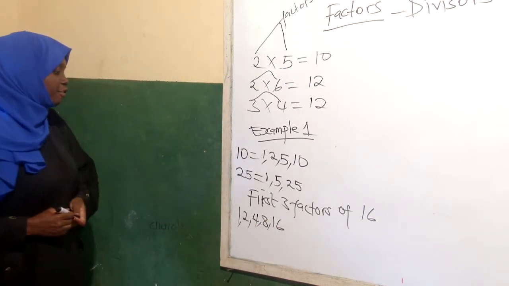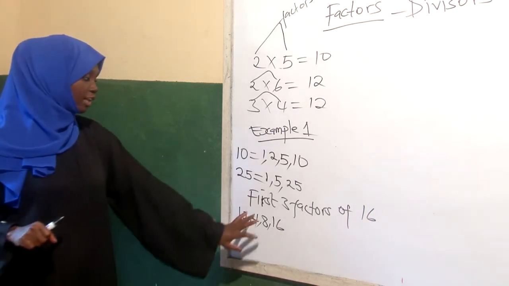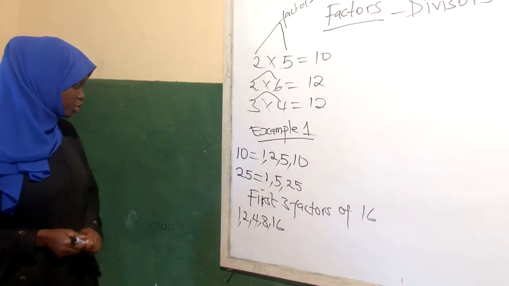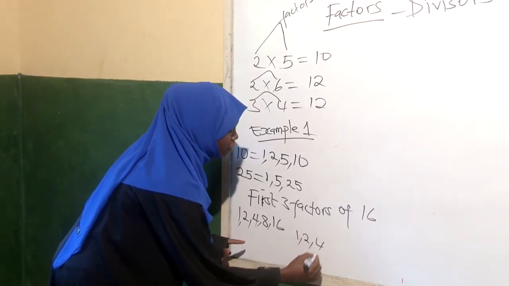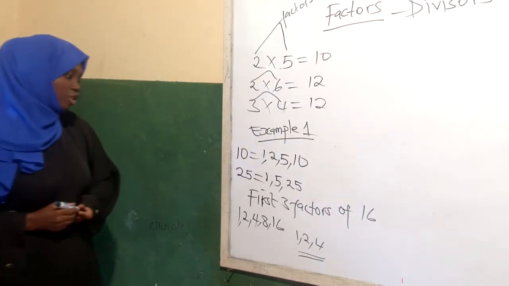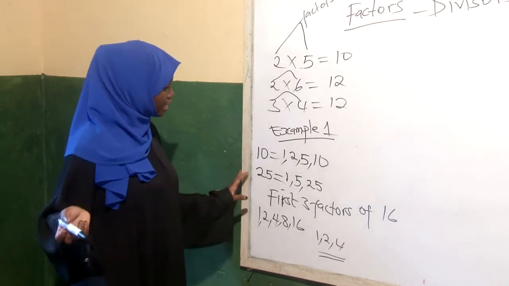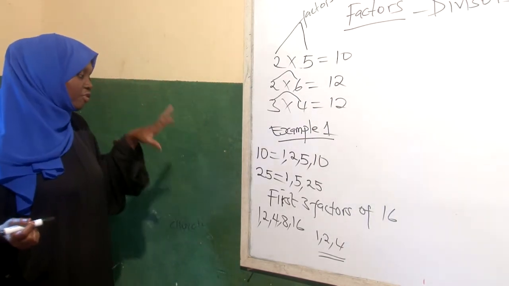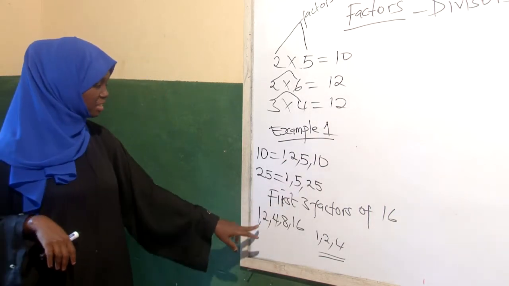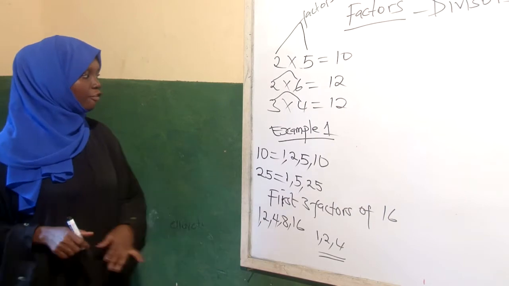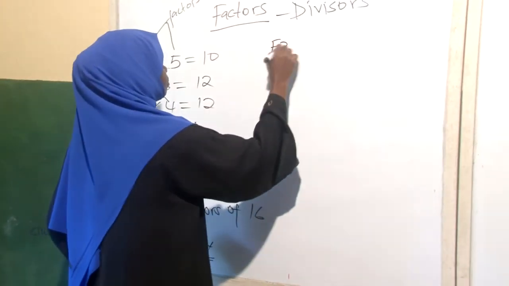So we have listed all the factors of 16, but the question only wants the first 3. So you are going to pick the first 3, that is 1, 2, and 4. So these are the first 3. So you will go according to the question. Some questions need all the factors, and some questions only need a few factors. So our question here needs only 3 factors. So you are just going to pick the first 3, that is 1, 2, and 4. Hope it's clear. We are going to our second example.